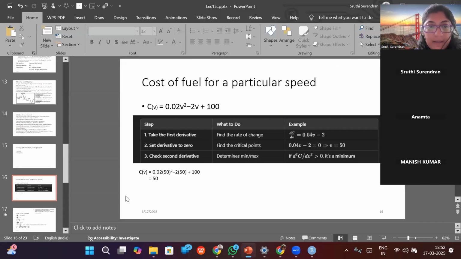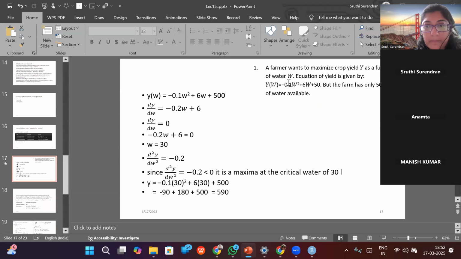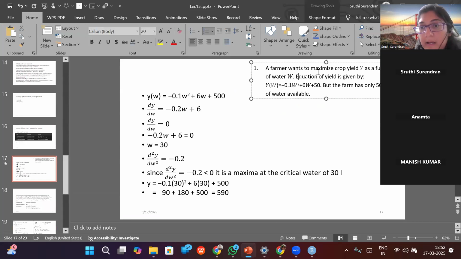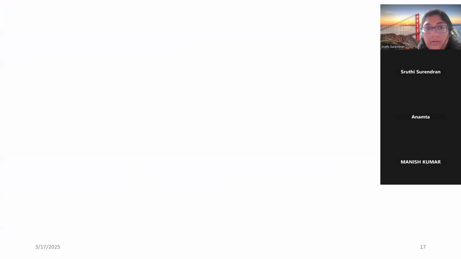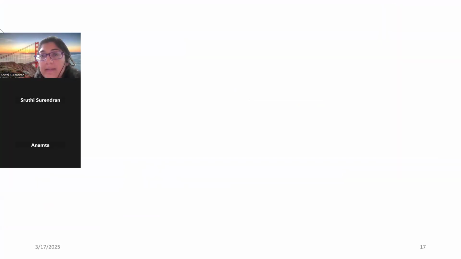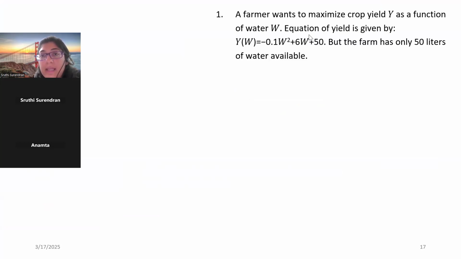Now, in the same way, let's do it for the next problem. That is, a farmer is wanting to maximize the crop yield as a function of the water supply. The equation is given by y equals minus 0.1 w square plus 6w plus 50, but the farm has only 50 liters of water available.